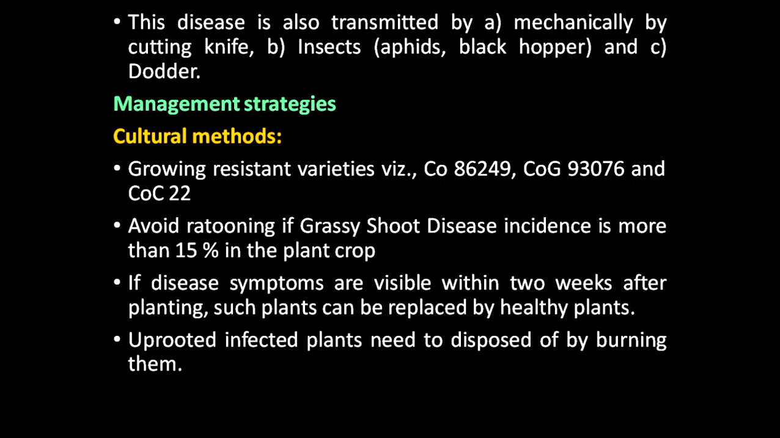So this is ratoon. If the disease symptoms are visible within 2 weeks after planting, such plants must be identified and removed and replaced by healthy plants. By this we can prevent the spread of the infection to the adjacent plants. The uprooted infected plants need to be disposed of by burning them. So we should identify any plants with symptoms of grassy shoot, and they must be uprooted from the field immediately and disposed of by burning.